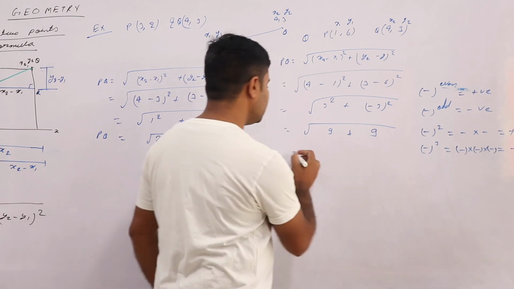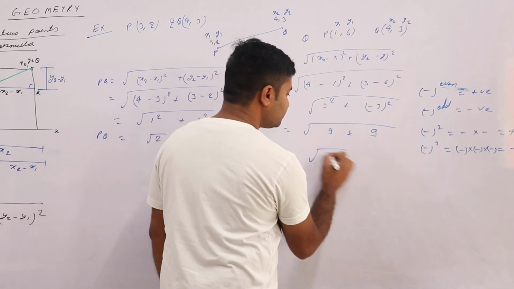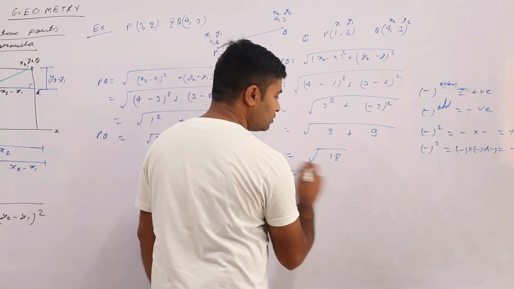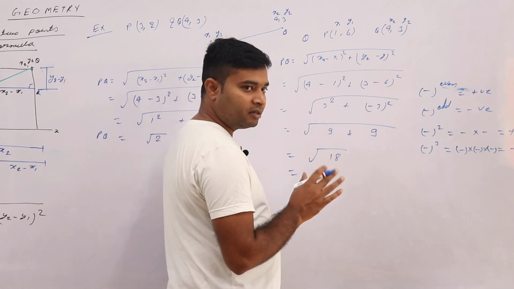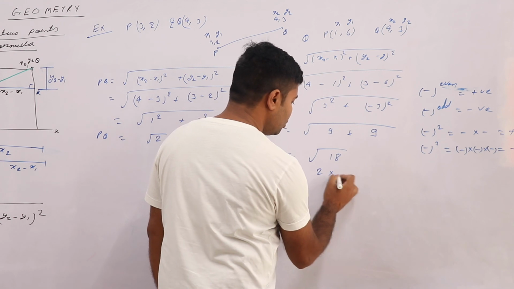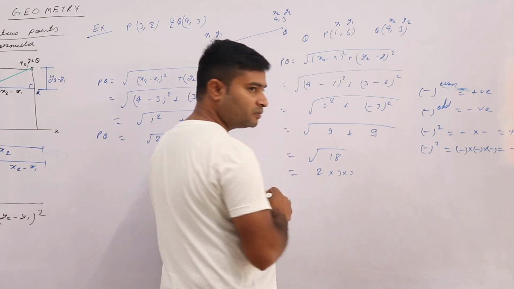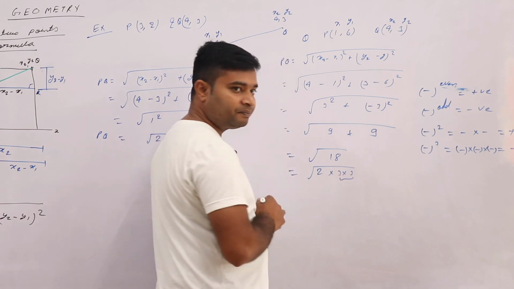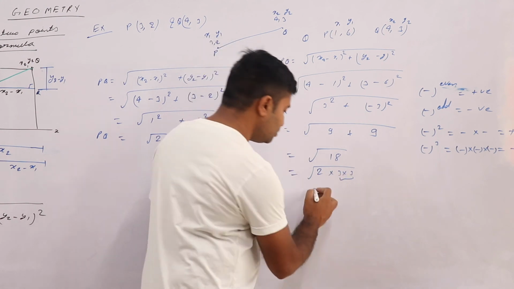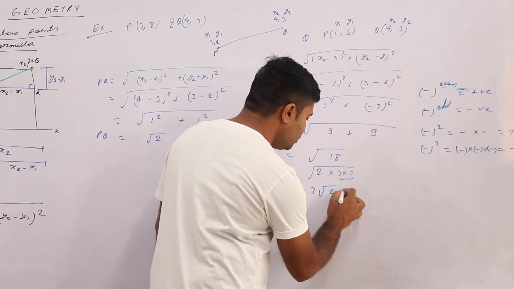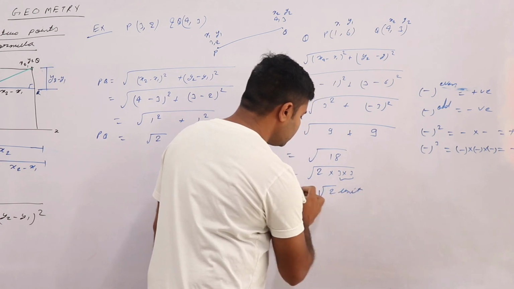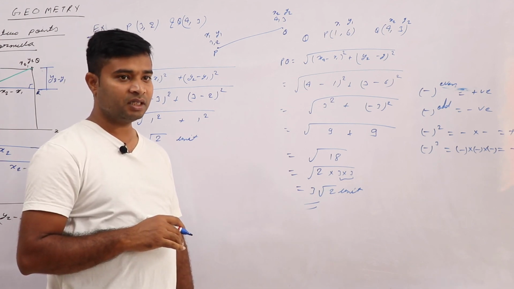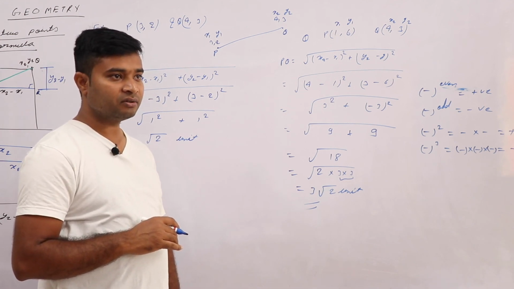So 9 plus 9 is root over 18. Root over 18. If you get an answer like this, break it. Break it means split it. Means how can I write? 2 into 3 into 3. 2 into 3 into 3 means this becomes one couple. So I can say 3 root 2 unit. So this is the distance between these 2 points. Getting? Yes or no? Copy it.